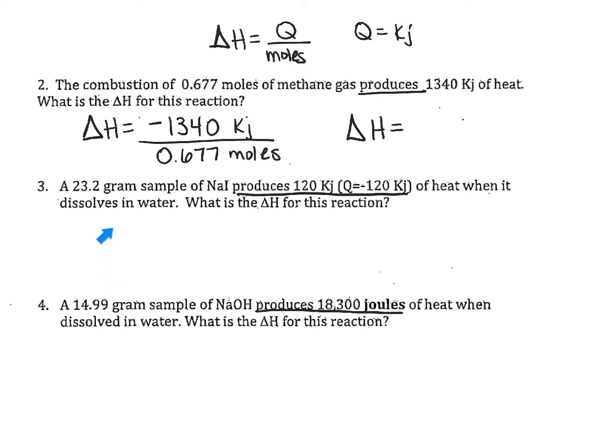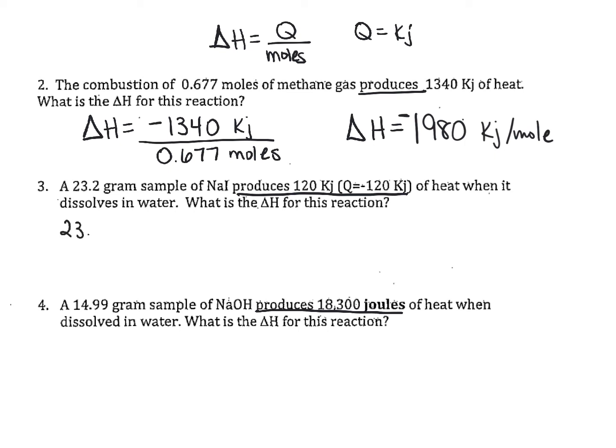So here's your setup for the first one. We are producing 1340 kilojoules of heat, so there's our Q, and there are 0.677 moles of methane that are being reacted, and so our delta H is going to be 1,980 kilojoules per mole. This is energy being produced, so we are going to have a negative sign in front of that delta H. Now, the next ones are a little bit more complicated because we are not given moles.